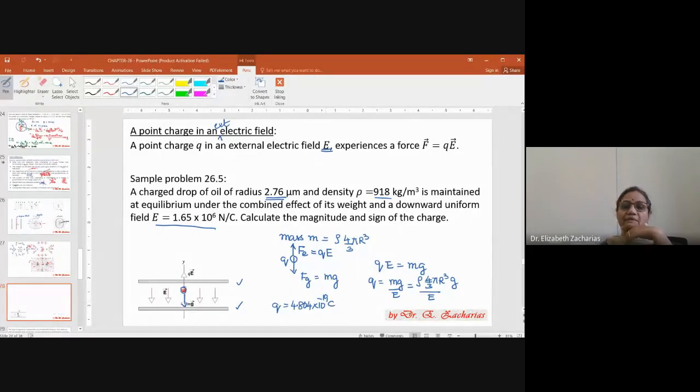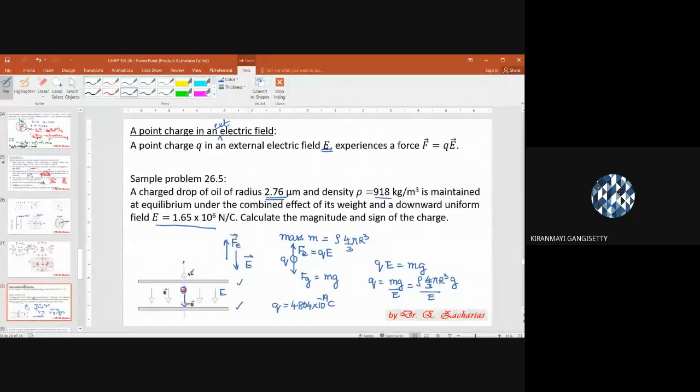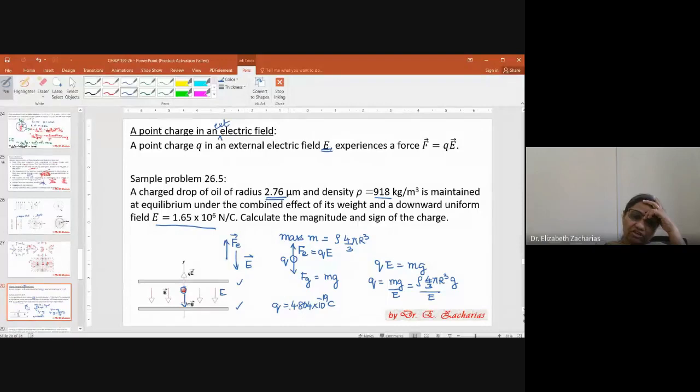Tell me what should be the sign of this charge. Will it be positive or negative? Look at the direction of the electric field. The electric field is in the downward direction, but the electrostatic force is in the upward direction. When can that happen? When the charge is negative. So the charge has to be negative.